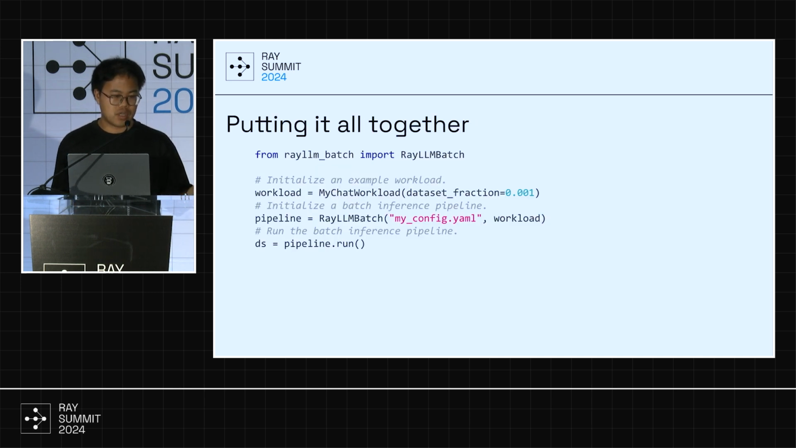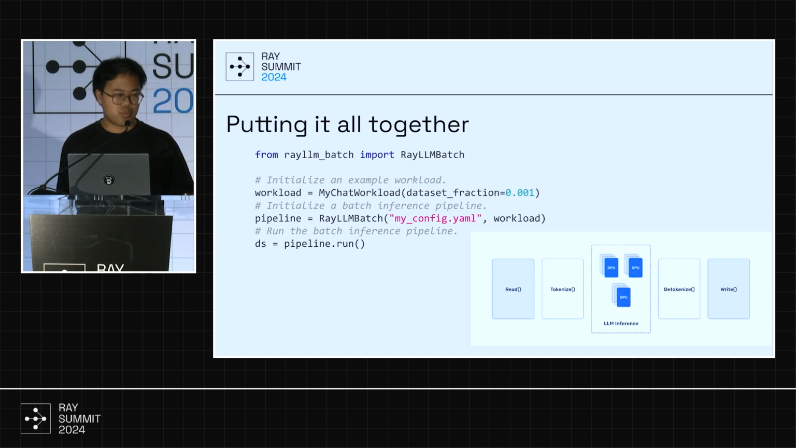So again, putting it all together, this is what a typical Ray batch abstraction will look like, and it should be quite easy to express these batch inference workloads. When you run pipeline.run, it will run a typical execution of the read, tokenization, inference, and so on.